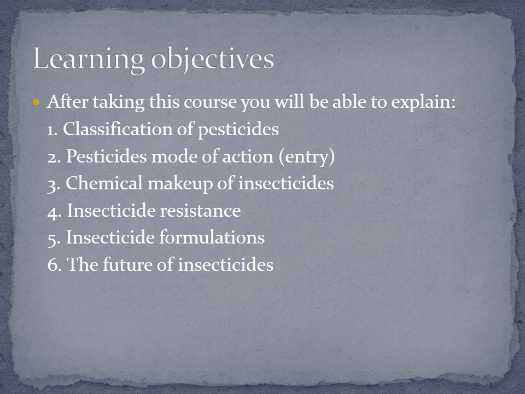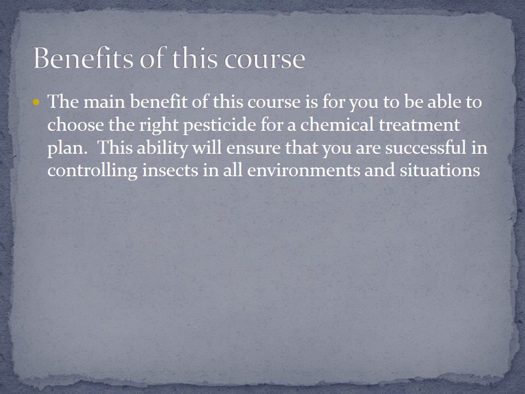Let's take a look at the learning objectives of our course. After taking this course, you will be able to explain: 1. Classification of pesticides, 2. Pesticides' mode of action or entry, 3. Chemical makeup of insecticides, 4. Insecticide resistance, 5. Insecticide formulations, and 6. The main benefit of this course is for you to be able to choose the right pesticide for a chemical treatment plan. This ability will ensure that you are successful in controlling insects in all environments and situations.